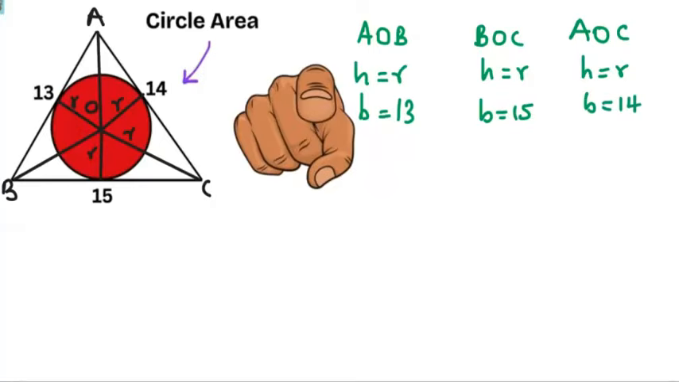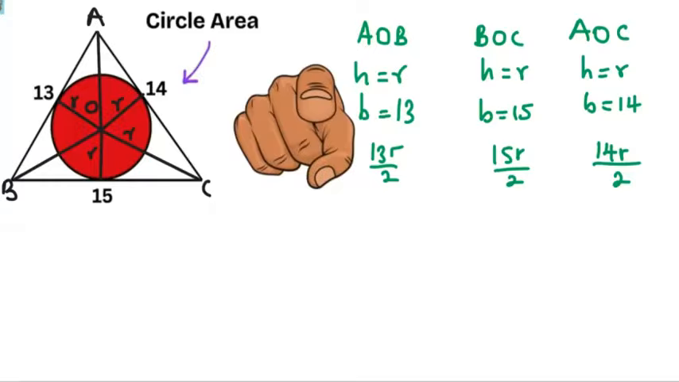Therefore, for their areas, we have 13R by 2, 15R by 2, and 14R divided by 2, since we know the area of a triangle is half times the base times height, or the base times height divided by 2. Notice that the sum of these areas will give you the area of the triangle as a whole, right?